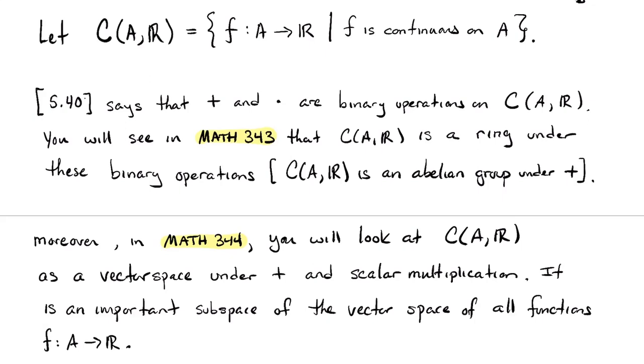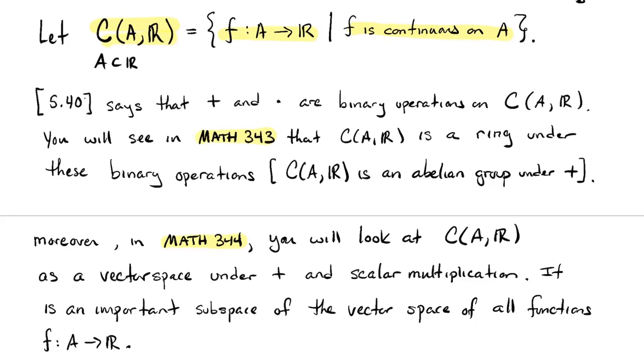So let me denote, this is somewhat standard notation, but I'm just going to make it up here, by C(A, R). So what is A here? A is just any old subset of the real numbers. Let's denote by C(A, R) the set of continuous functions on A. I've written it out in set builder notation here: C(A, R) consists of those functions f whose domain is A, whose codomain is the real numbers, and which are continuous on A. Just to remind you, that means they're continuous at x0 for every x0 in A.